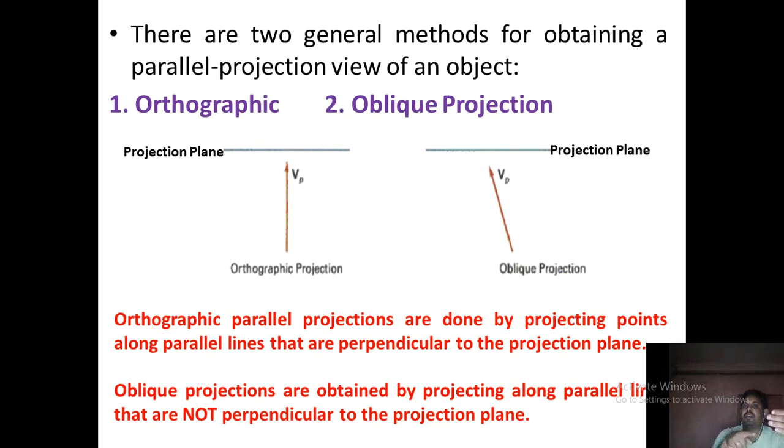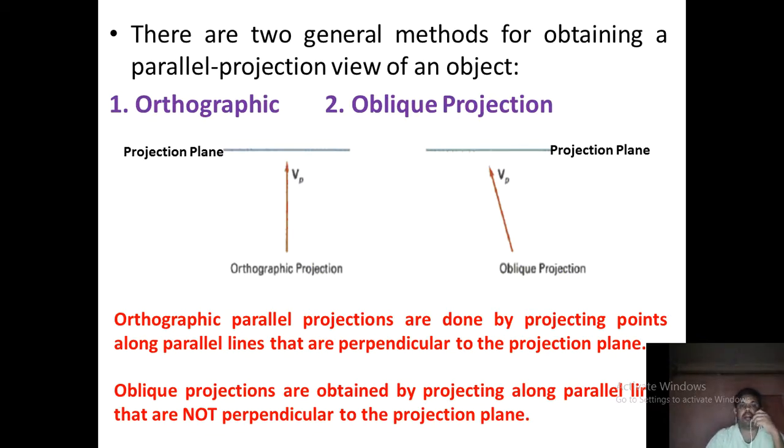If your projectors are not perpendicular, if they have made some angle with your projection plane, like this, some inclination, instead of coming parallel, that is called oblique projection, right? You can see the projection plane will be there. If your projectors are exactly perpendicular to the projection plane, then that is called orthographic projection. If projectors are not exactly perpendicular, they have made some angle with your projection plane, then that is called oblique projection, right?